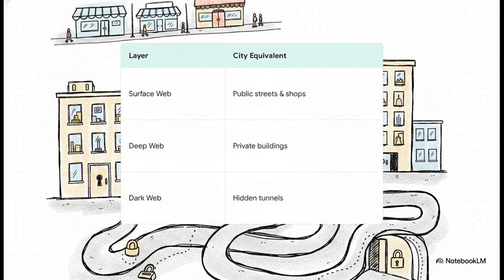This slide gives us a really great way to think about it. Imagine the entire internet is a massive city. The surface web is all the public streets and shops that anyone can just walk into. The deep web, that's all the private buildings, like your home, your office, the bank, places you need a key to get into. So, what's the dark web? Well, that's the network of hidden, unmarked tunnels running underneath the whole city. You can't just wander in. You need special tools and knowledge to even find the entrance.